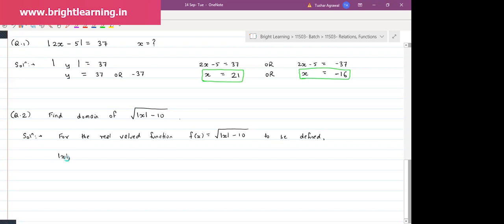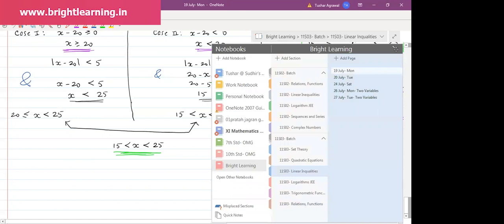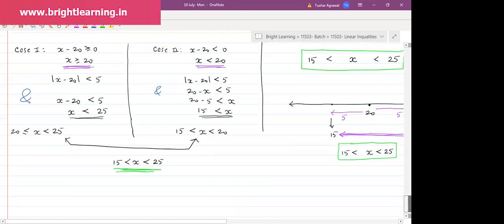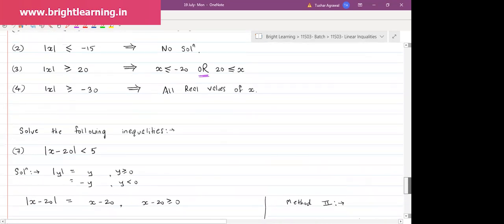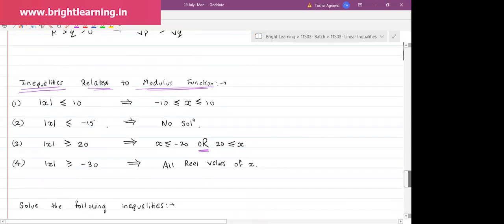That is, modulus of x minus 10 should be greater than 0, or at the most, let's say equal to 0 will also do. Mod x minus 10 greater than or equal to 0. So we have that modulus of x should be greater than or equal to 10. And this part we have already studied in the inequalities chapter. In the inequalities chapter, I have told you about inequalities related to modulus, inequalities related to squares of a function, reciprocals. This is your batch only. Just revise that part.